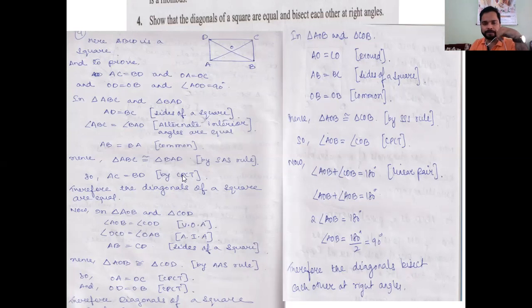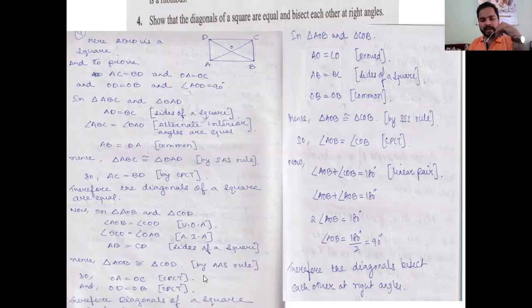Here you see, angle AOB is equal to angle COD. Why? Vertically opposite angles. Angle DCO is equal to angle OAB. Why? Alternate interior angles, because AD is parallel to BC and AC is the transversal. So their alternate angles will be equal. Two angles you got. And third, AB is equal to CD.